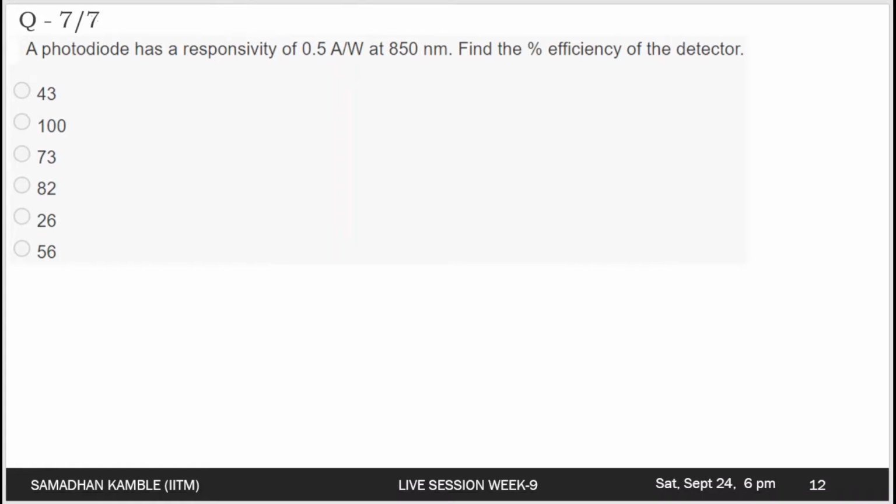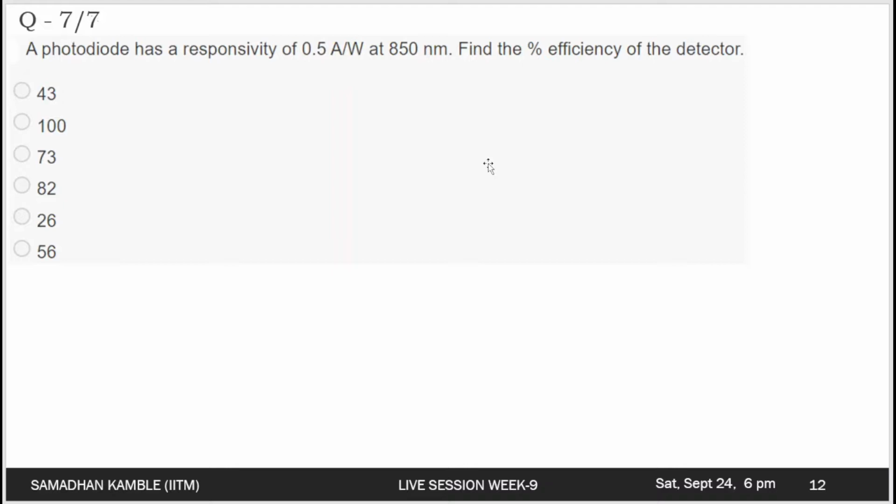Okay, so the question is as follows: a photodiode has a responsivity of 0.5 ampere per watt at 850 nanometer. Find the percent efficiency of the detector.